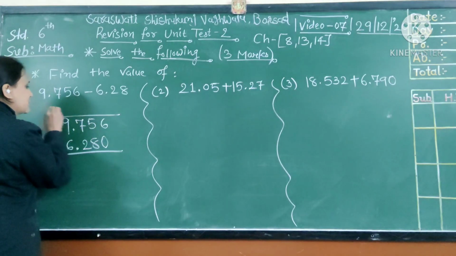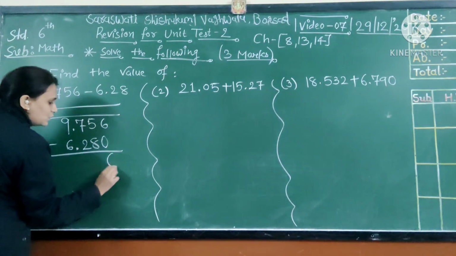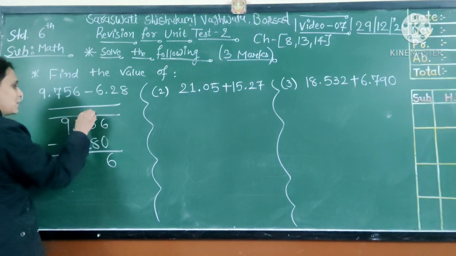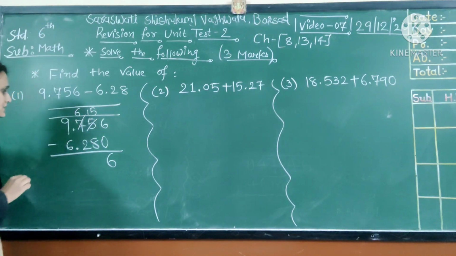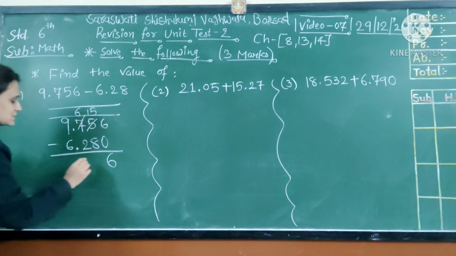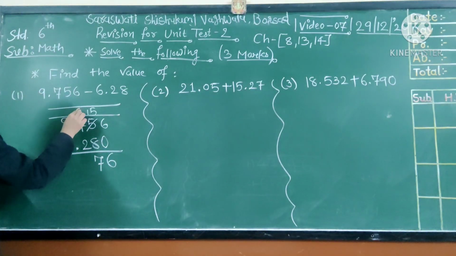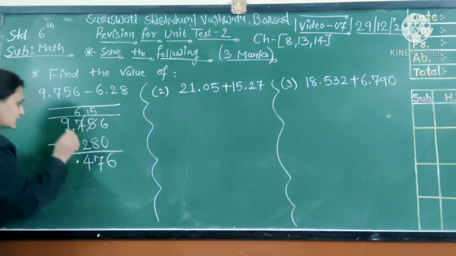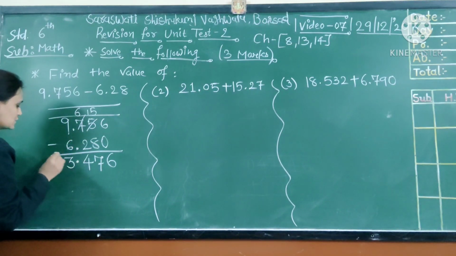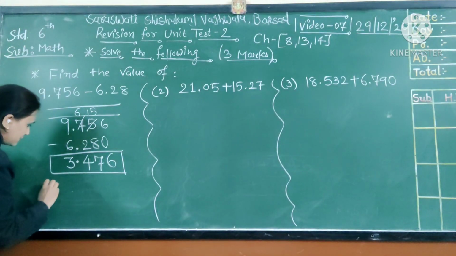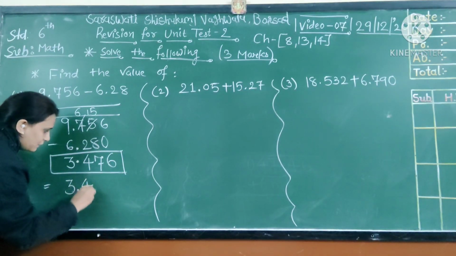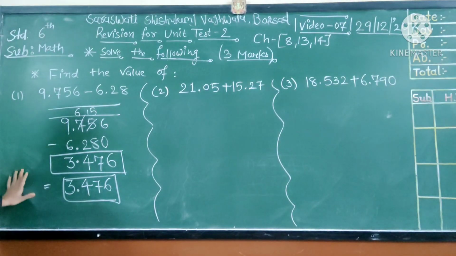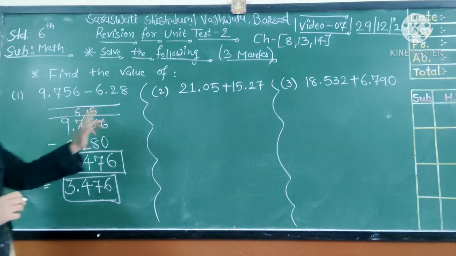Now let us start the subtraction. 6 minus 0, 6. Now we cannot subtract 8 from 5, so we have to take borrow. So here 15 and here 6. So 15 minus 8 equals 7, and 6 minus 2 equals 4. So the answer of the subtraction is 3.476. Okay, so this is the first example of subtraction.